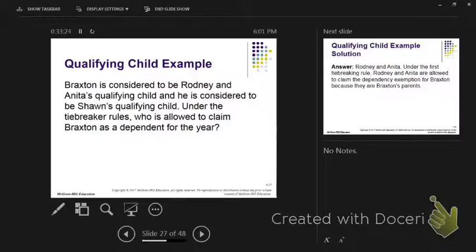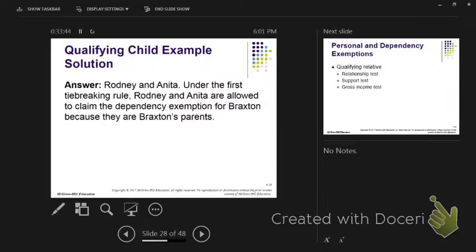Who is allowed to claim Braxton? Based on if everything's equal, who would be allowed to claim it? Braxton could be considered Rodney and Anita's qualifying child, and he's considered to be Sean's qualifying child. Under the tie-breaking rules, who gets Braxton? The parent, yeah. So even if they both paid money, even if they literally split down the middle how much they paid to raise the kid, the parents would get it. Right.